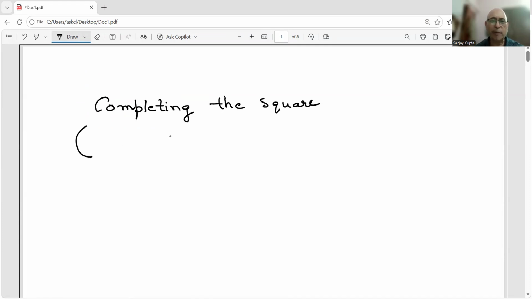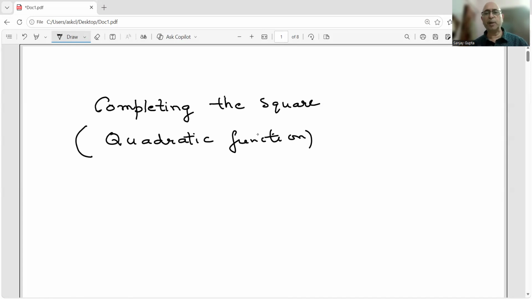This is always applicable in the case of quadratic functions. So if we are given a quadratic function and we have to use the completing the square method, then that is what we are going to learn today: how to write a given quadratic in the form of completing the square.